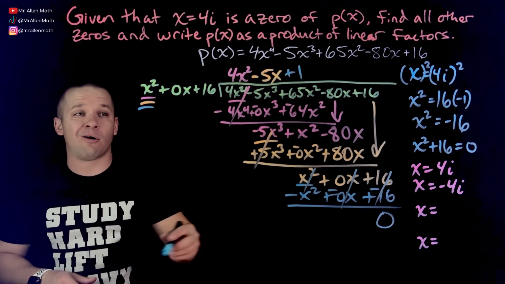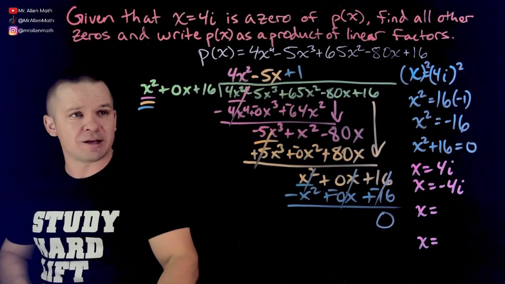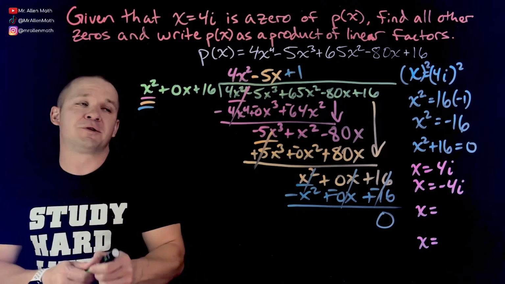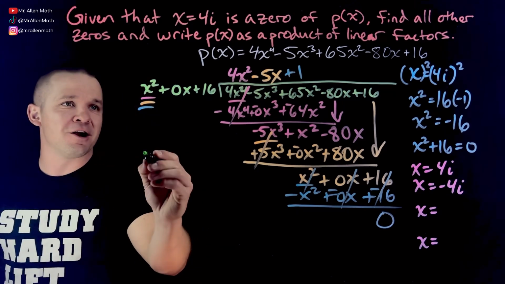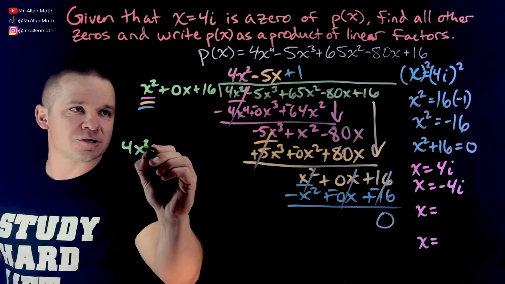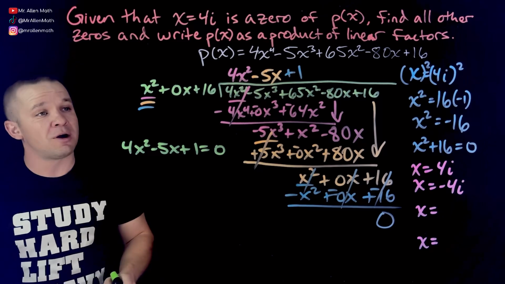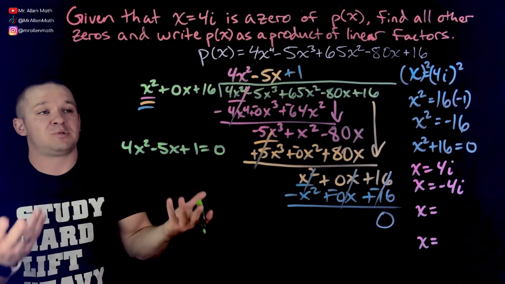All right, so now I have this quadratic. Okay, let's write this up. I've got this wonderful quadratic. I will go with it's all sorts of different colors. I'm going to write it right here. In green, I have 4x squared minus 5x plus 1. We'll set that equal to 0 to find my other zeros.